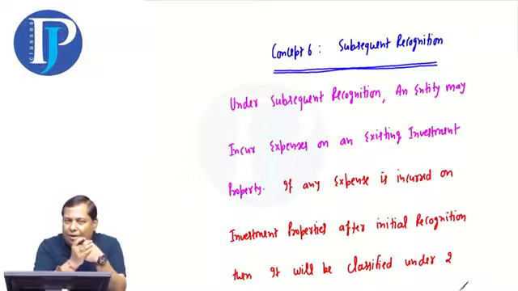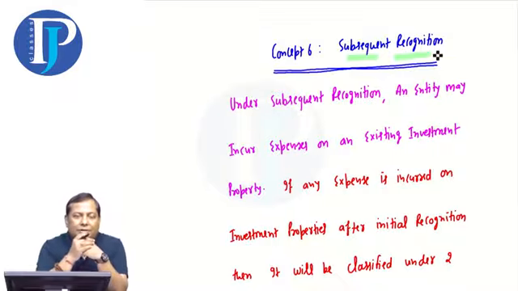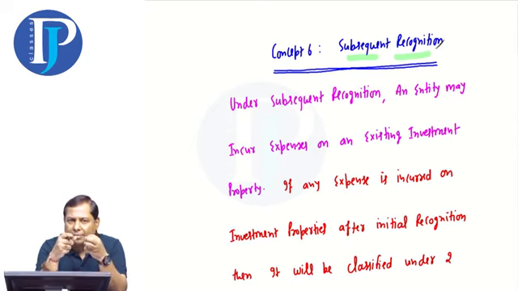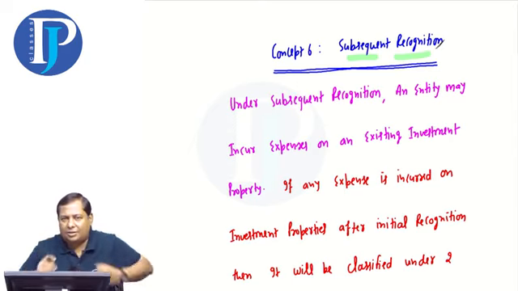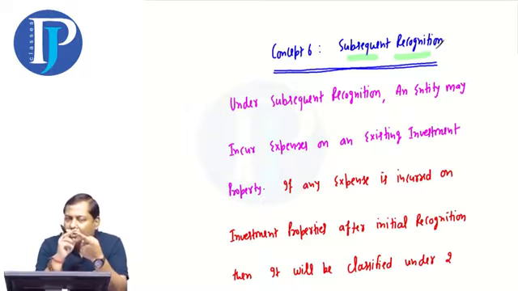I told you in the last video that we had started concept number 6, subsequent recognition. And I told you that in subsequent recognition, there are two things you should keep in mind. First is repairs and other is replacement. After we buy the property, if we make any subsequent expenditures, we deal with that in subsequent recognition. If it's repair, it will go into P&L. If it's replacement, we will capitalize it.